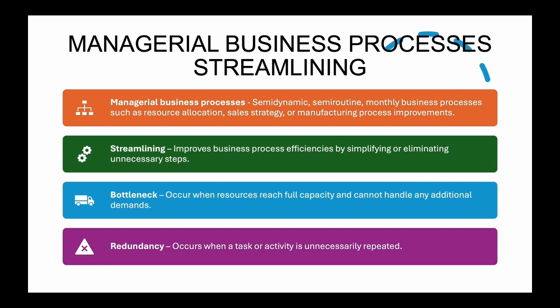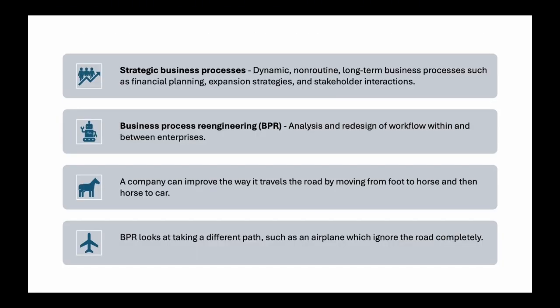Bottleneck occurs when resources reach full capacities and cannot handle any additional demands. The bottleneck causes lag and slowdowns. Redundancy occurs when a task or activity is unnecessarily repeated. Strategic business process, dynamic, non-routine, long-term business process such as financial planning, expansion strategies, stakeholder interaction.